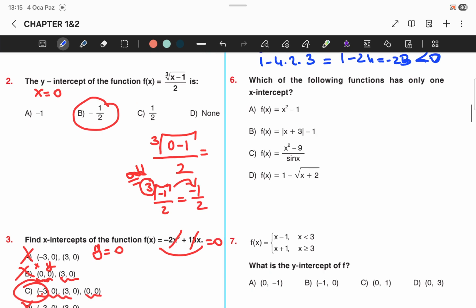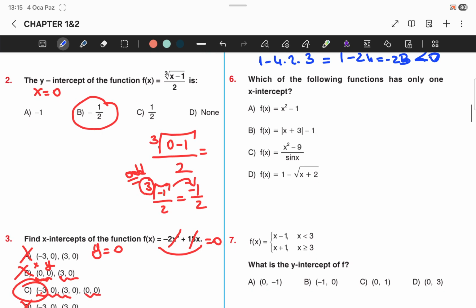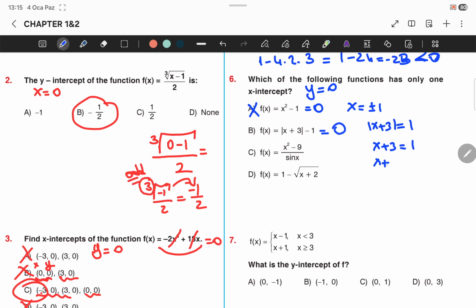Here is a question: which of the following functions only has one x-intercept? Only one x-intercept, okay? Which means y must be 0. When you look at here, guys, if I equalize it to 0, x will be what? Positive, negative 1. So we have 2. Here, if I equalize it to 0, x plus 3 is equal to 1. X plus 3 is equal to negative 1 because of the absolute value, isn't it? So totally we will have 2.